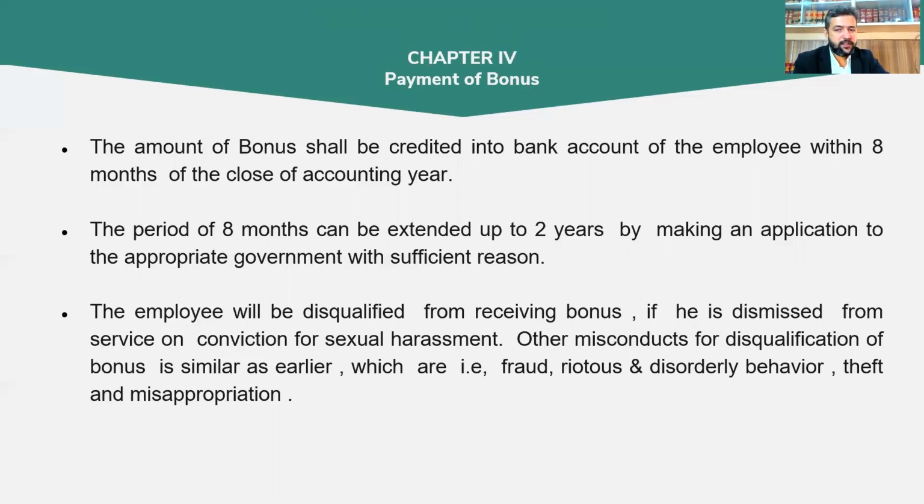The minimum bonus is still 8.33%, and the wage ceiling limit is still 21,000 per month. And this 21,000 per month is the gross wages. And now in the definition of wages, this 21,000 will be basic pay, DA, and retaining allowance.